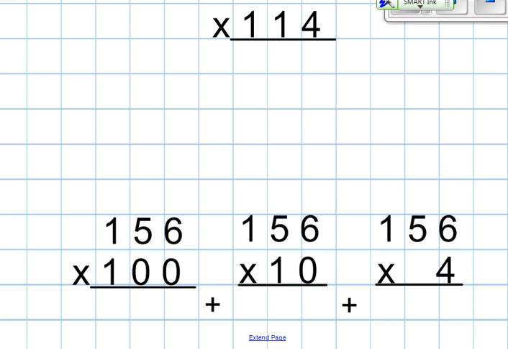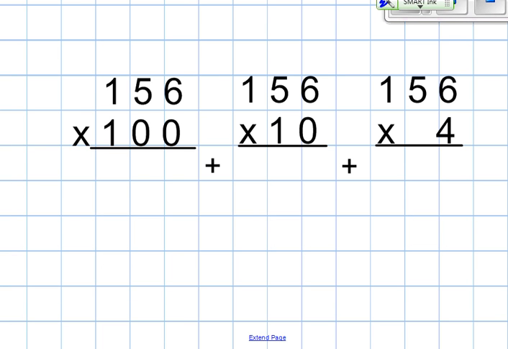To solve this, then, we're going to do 6 times 4. 4 times 6 is 24. 4 goes down, 2 goes up. 4 times 5 is 20, plus the 2 is 22. 2 goes up. 4 times 1 plus the 2 gives me 6.